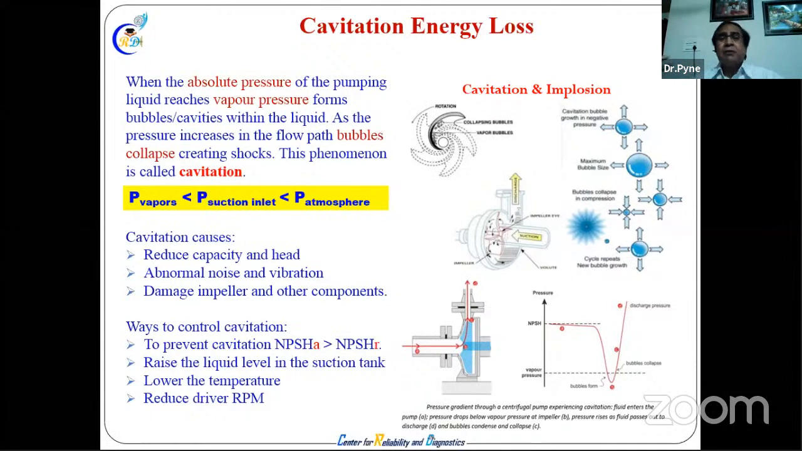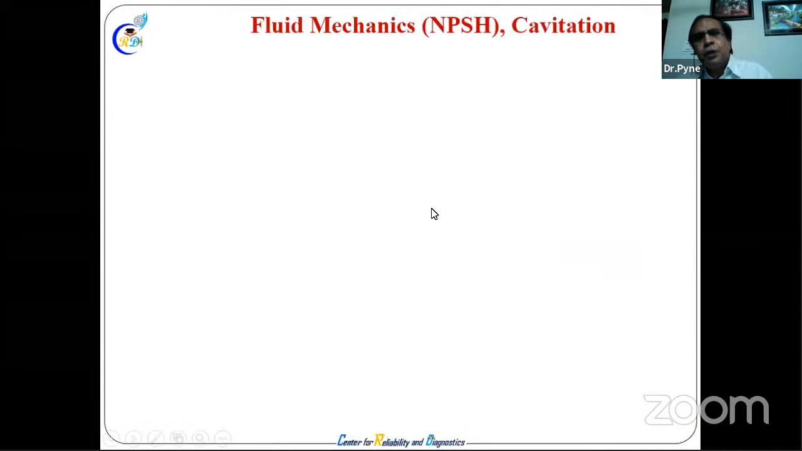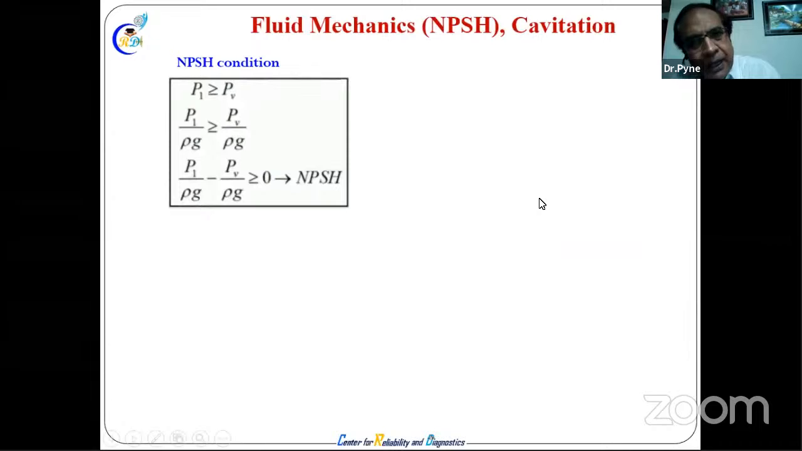We think, water is going, what is the problem? But if it is going to the vapor pressure, it means it is heating. It is a heater. It is not a pump. It is becoming like a heater. So it is spoiling the entire velocity. So that is the problem of cavitation.